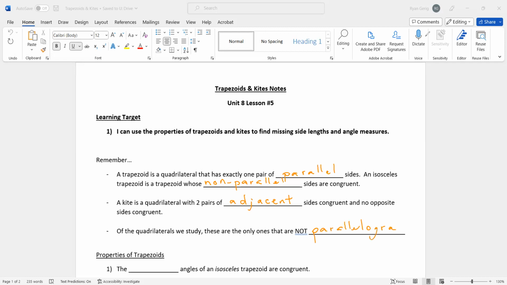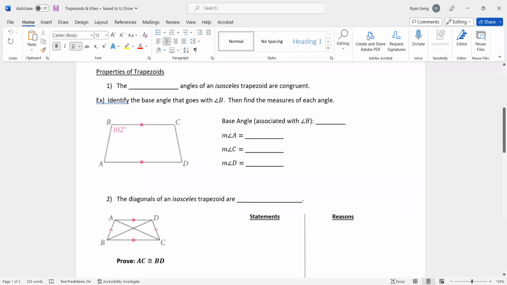They also have special properties. Some of them do, but the properties of parallelograms do not apply to these. I think that probably makes sense because they're not parallelograms. So some properties of trapezoids. Now, these only apply to isosceles trapezoids. You'll see that in both of these.